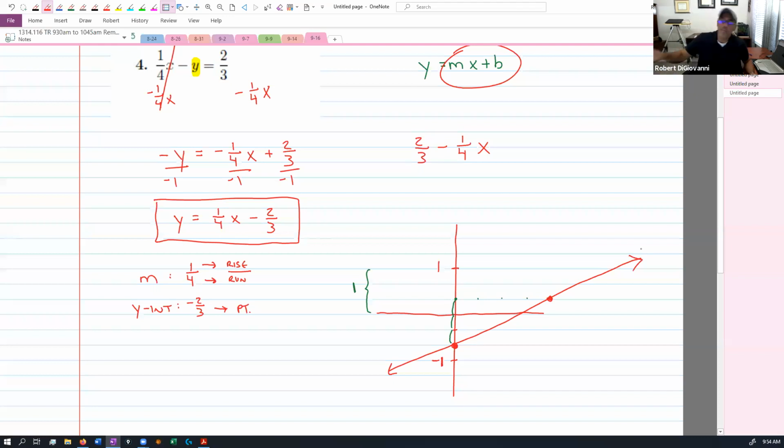Now again, the problem didn't ask for that drawing. It just asked for the slope and the y-intercept.